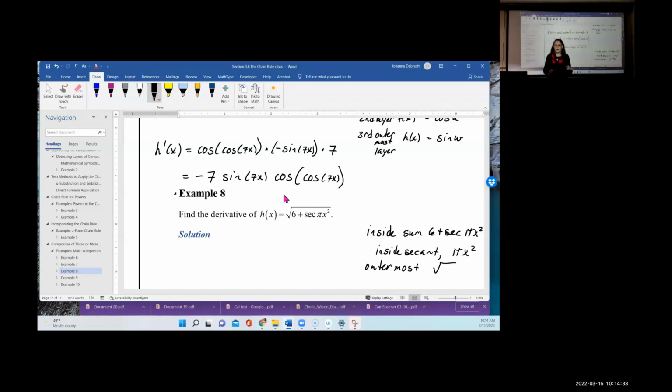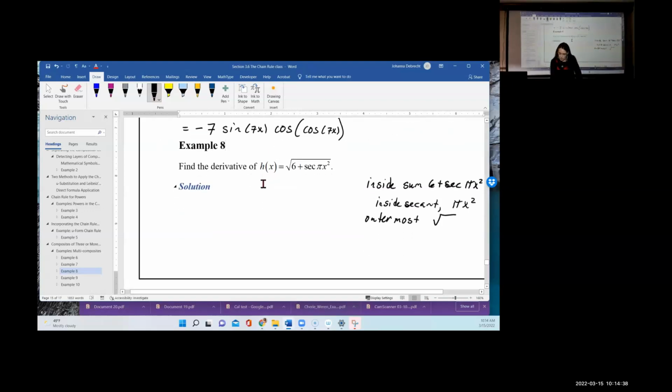So remember that we're going to memorize the formula for a square root as 1 over 2 the square root of u times du dx. So the derivative h prime becomes 1 over 2 the square root of something times the derivative of what was under the square root. So derivative of square root, 1 over 2 the square root. We freeze the inside of what was under the radical, so it stays 6 plus secant of pi x squared times.